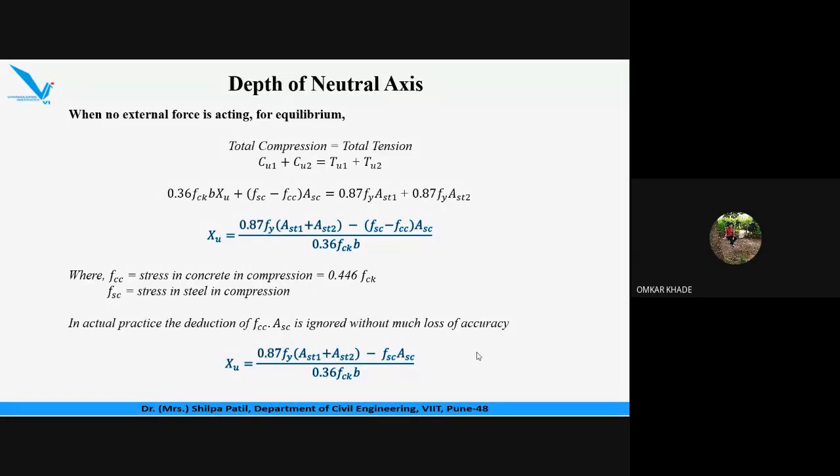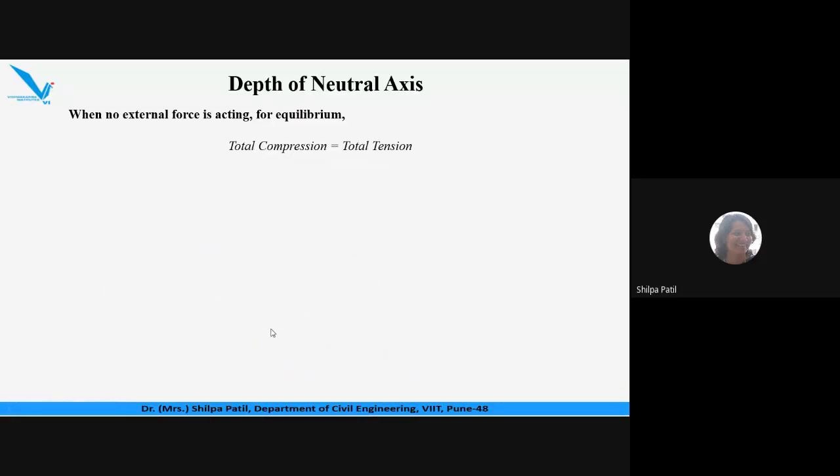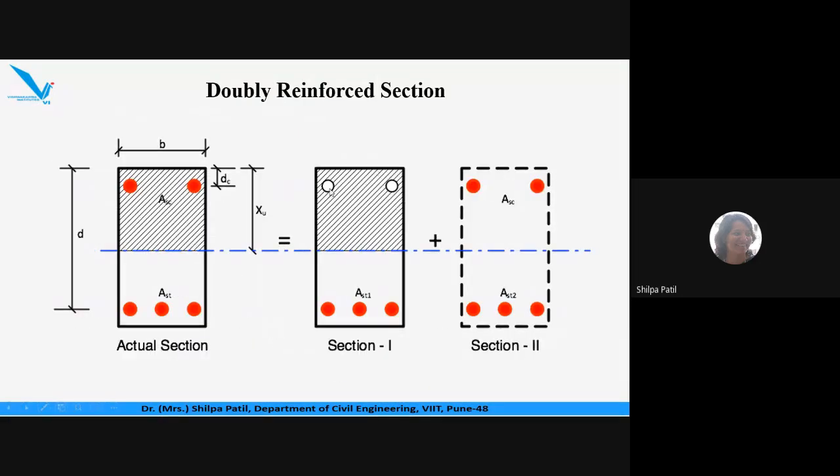Ma'am, in this case, we are not considering the compression due to the concrete, the whole upper part? No, upper part is there, na? It is 0.36 fck b is there. We are only ignoring, see, whatever is this diagram, we are only ignoring the stress developed in these two regions. At this region, where there is a hole, we are ignoring this particular region of section 1. Okay? Yes.